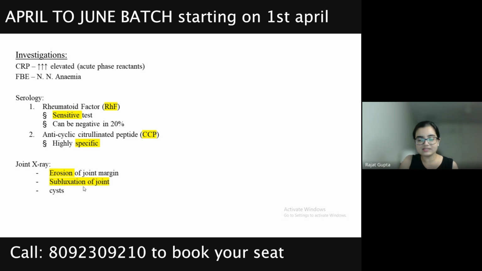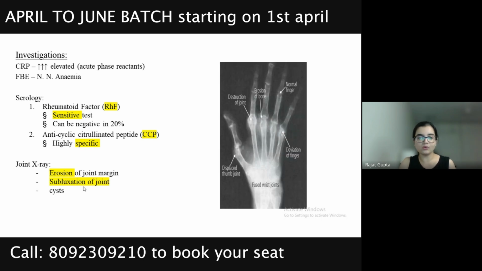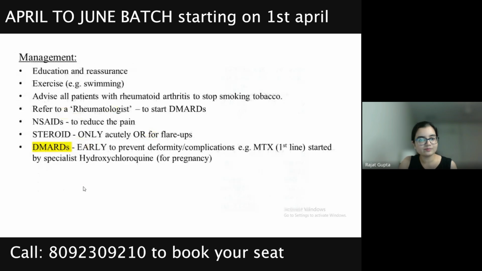Now, what will we see on the X-ray? On the X-ray, we'll see erosion of the joint margin. We're not going to see any osteophytes here. We're not going to see any sclerosis here. We might see subluxation of the joint. Because there has been inflammation and erosion, there could be subluxation of the joint, there could be cyst formation, but there's no sclerosis that's happening.